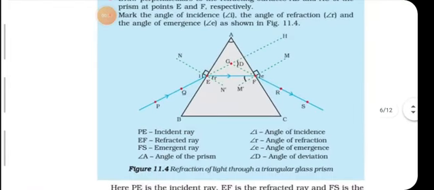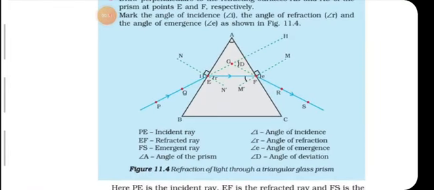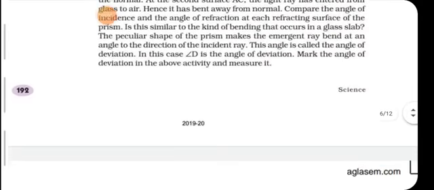You need to draw this figure in the examinations if they ask the question: write a short note on refraction of light through a triangular glass prism. I repeat, refraction of light through a triangular glass prism.